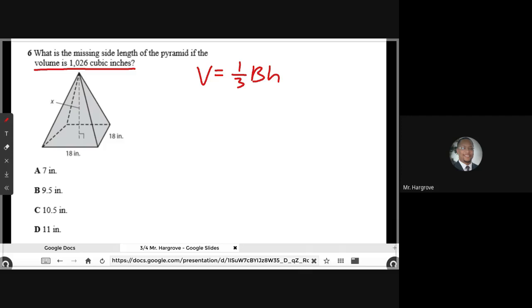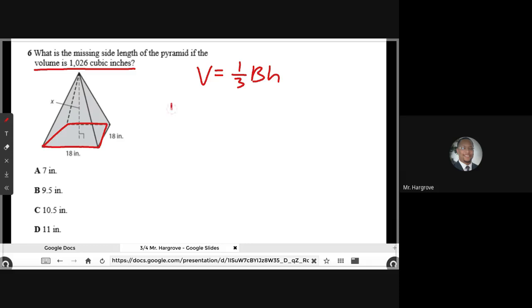There you go. So they want you to find the height. They put X, but it's actually H in this formula. So what I'm going to do is, number one, ask myself, what is the base shape? And if I look here, I clearly see that this is a square because it's 18 by 18.